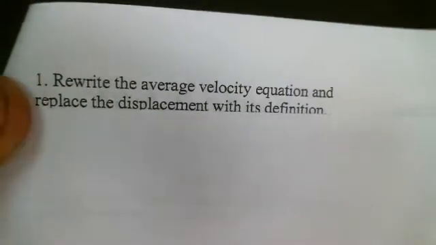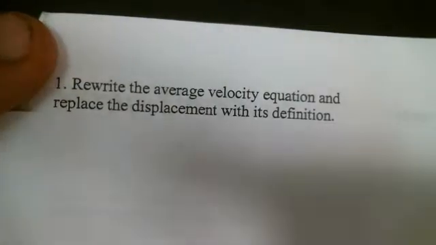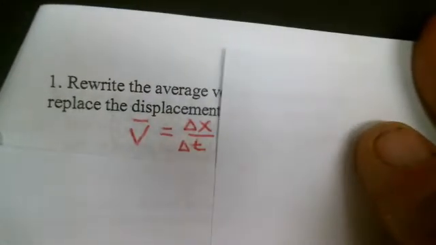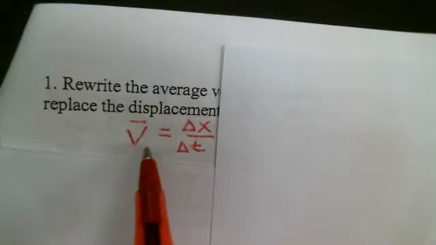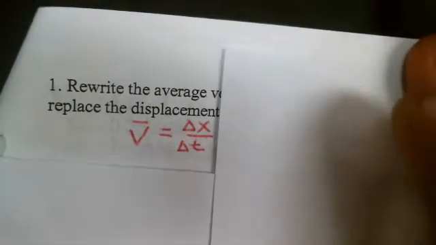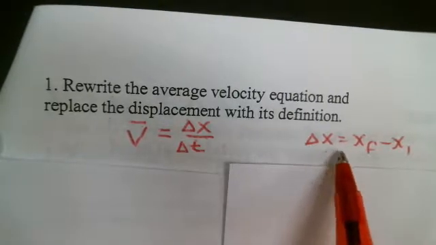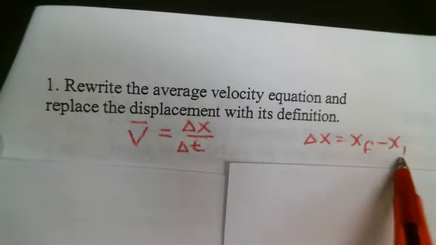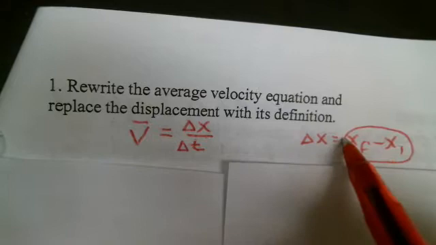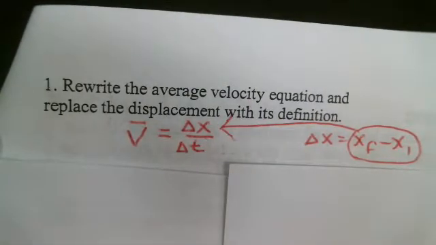Write the average velocity equation and replace the displacement with the definition. So the velocity equation, average velocity, is this thing right here. Average velocity is bar v, displacement delta x, elapsed time delta t. And then I'm going to include the displacement equals final location minus initial location. I'm going to put this value, which is equal to the displacement, in for the displacement in the first equation.